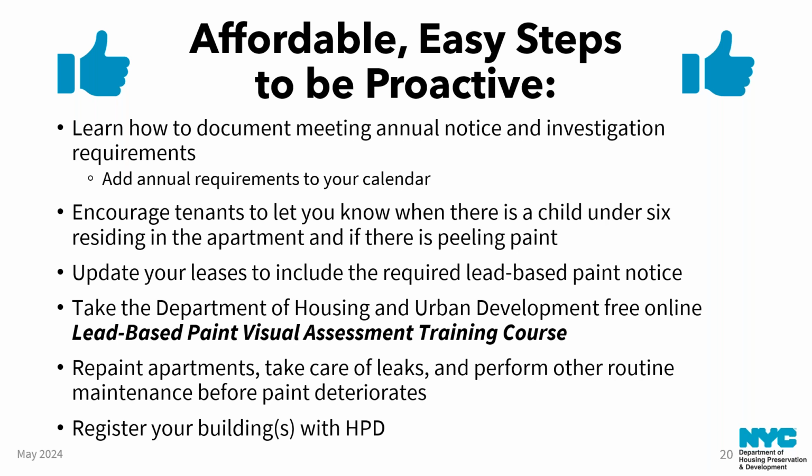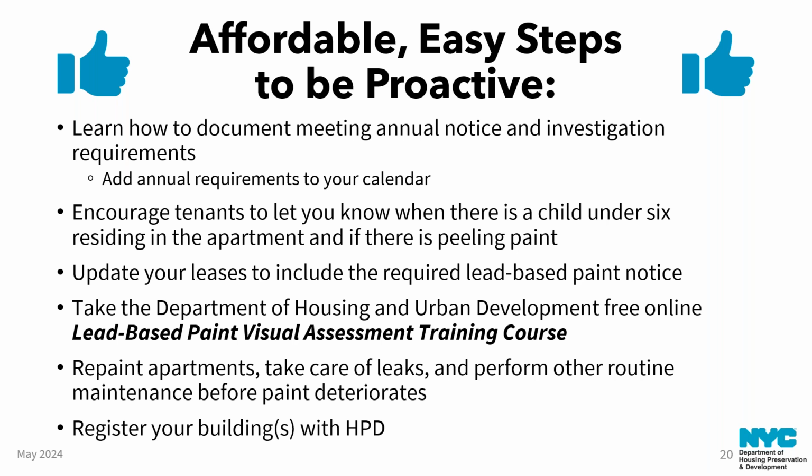These visual inspections I've been mentioning that you might be doing, for instance, if you find there's a child under 6 during the annual notice and investigation process, there's no license required to do that visual inspection, but what we strongly recommend is that you take the U.S. Department of Housing and Urban Development's free, quick, online lead-based paint visual assessment training course. That's going to talk to you about how you're going to be looking for peeling and deteriorated paint when you do that inspection.